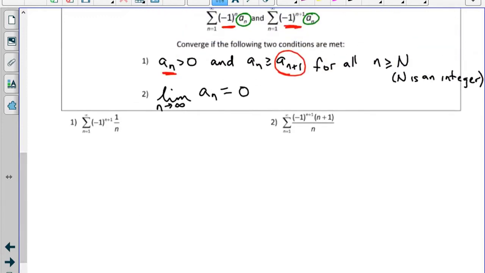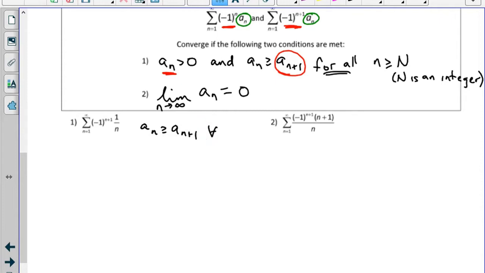We have the sum from n equals 1 to infinity of -1 to the n plus 1 times 1 over n. So let's take a look at this. We can say that a sub n is greater than or equal to a sub n plus 1 for all. You may see this mathematical notation somewhere. I'm going to use it throughout the video because it's a lot easier for me to do that. It's an upside down A.